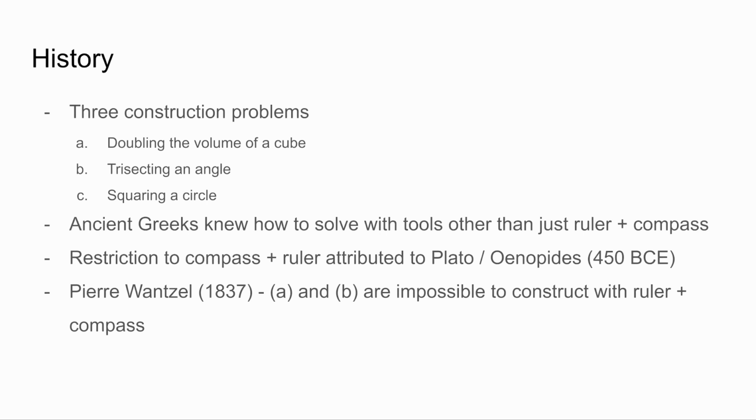The ancient Greeks knew how to solve these three problems with tools other than just ruler and compass. But if we restrict it down to just ruler and compass, the first time this problem was talked about was also attributed to the ancient Greeks. Usually it's attributed to Plato or Euripides, around 450 BCE. However, the ancient Greeks thought that with just the ruler and compass, these problems were very, very hard to solve. They did not know it was impossible. It wasn't until 1837 that Pierre showed that A and B are actually impossible to construct with just ruler and compass.